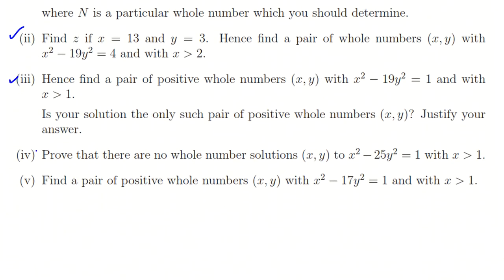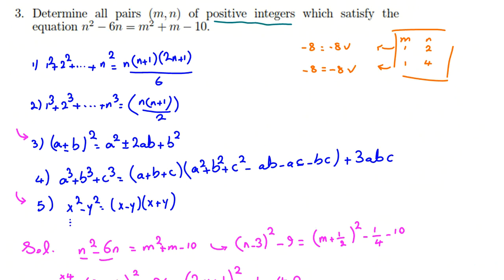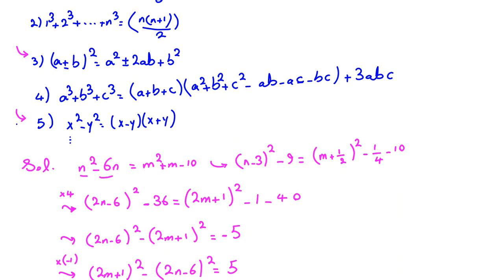Part 4. Prove that there are no whole number solutions x, y to x squared minus 25y squared equals 1 with x greater than 1. As you can see, x squared is a perfect square, and 25y squared is also a perfect square. And I told you an identity, the fifth identity: when we have the subtraction of 2 perfect squares, x squared minus y squared, we can factorize it, x minus y times x plus y.